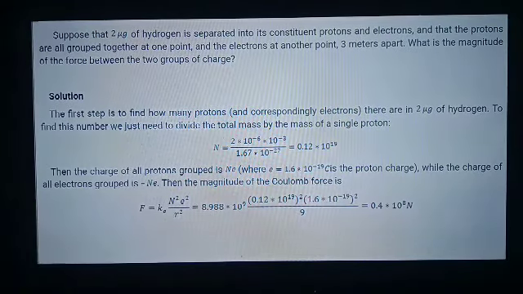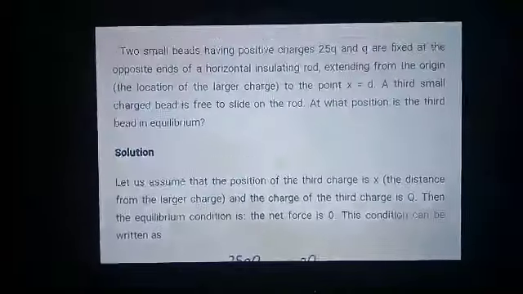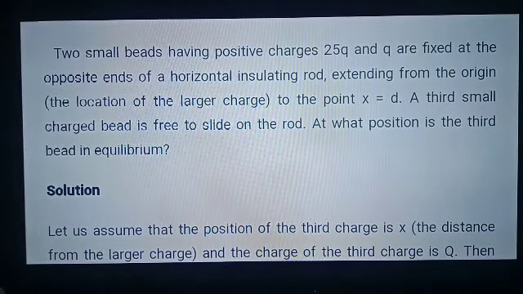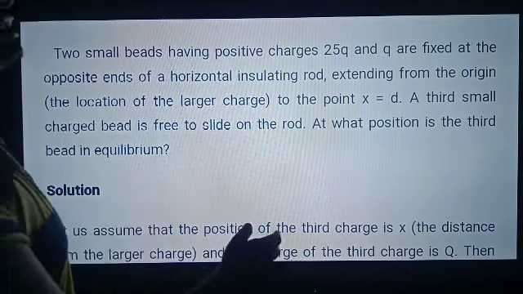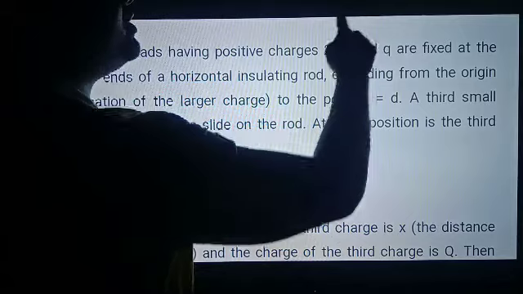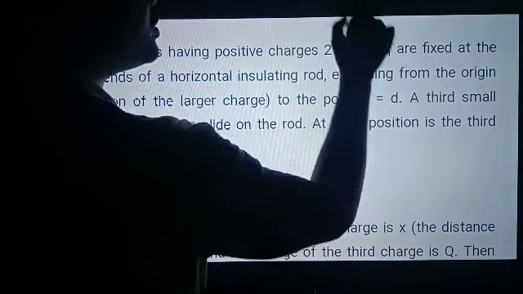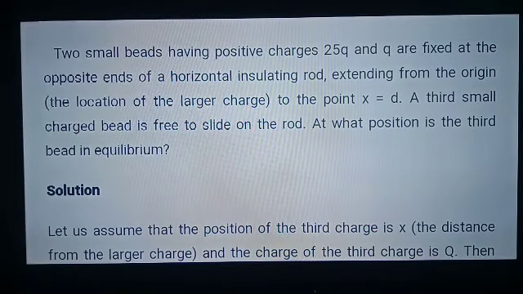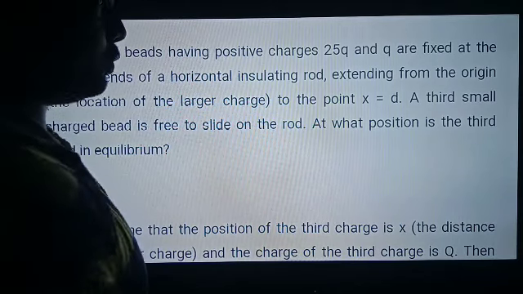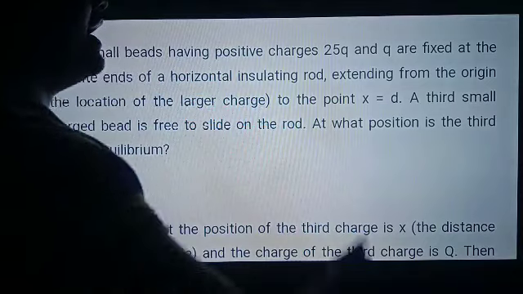Discuss third example. Let's see. In this question it is written two small beads having positive charge, one 25 Q and second is only Q. So one charge Q1 is 25 Q and Q2 is Q, are fixed at the opposite ends of a horizontal insulating rod. At one end 25 Q charge is there, at another end Q charge is there.